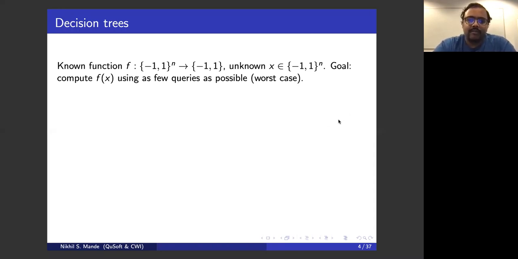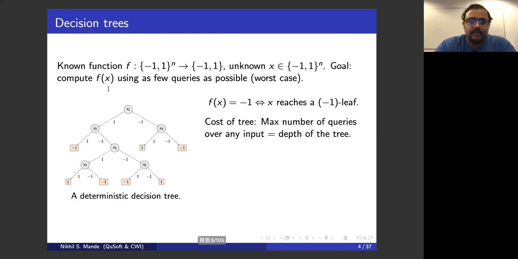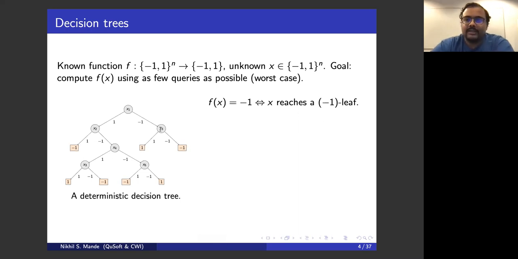So you have a known function f on n input bits, and there's an unknown input x, and the goal is to compute f of x. And what are you allowed to do? You're allowed to make queries of the form, what is the value of x_i? For example, this model is captured by a decision tree.